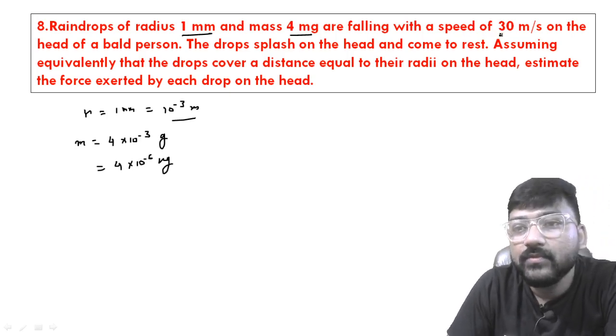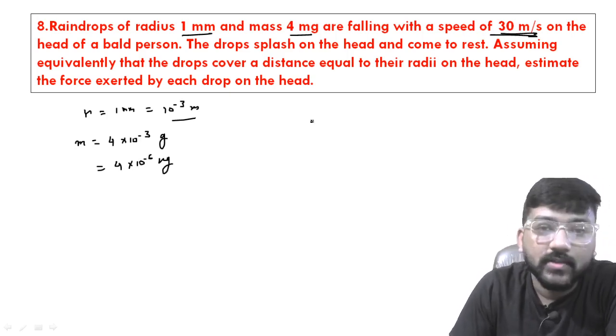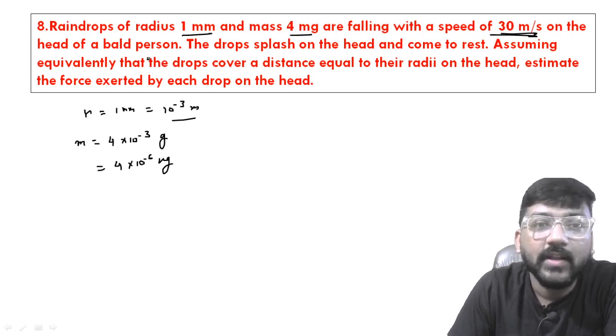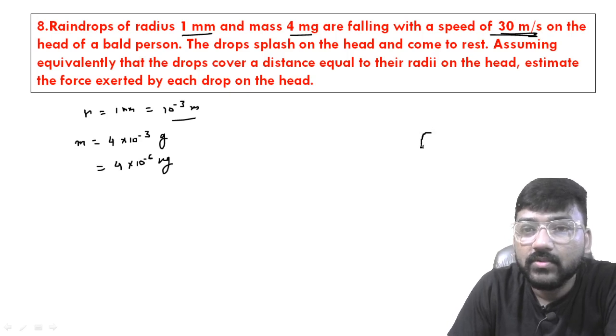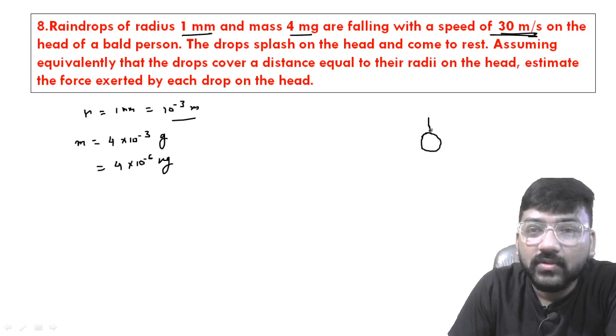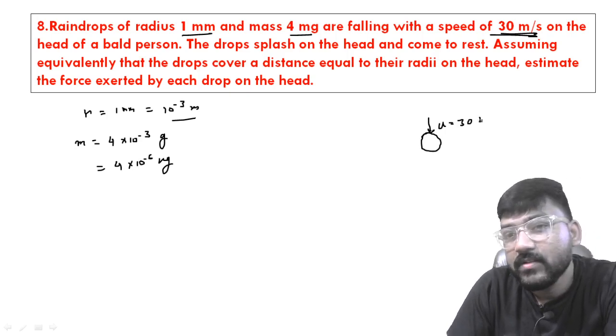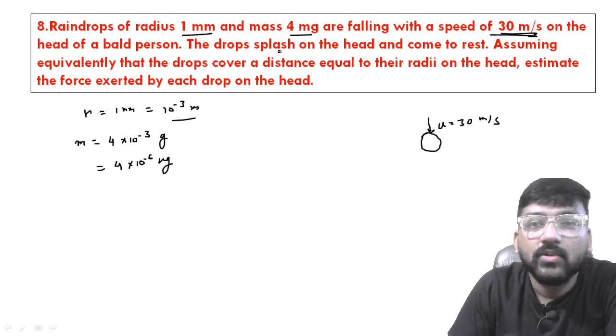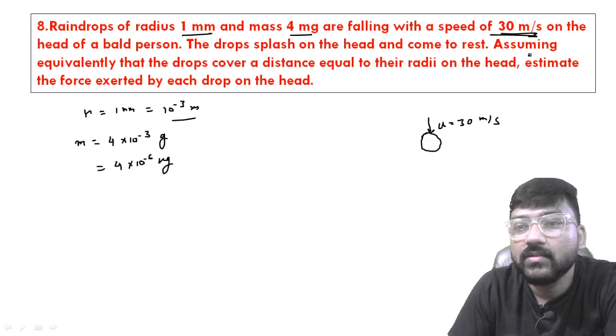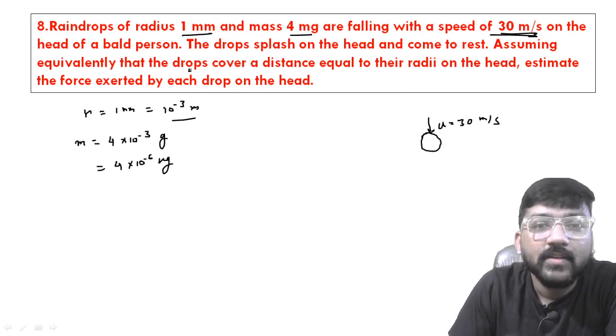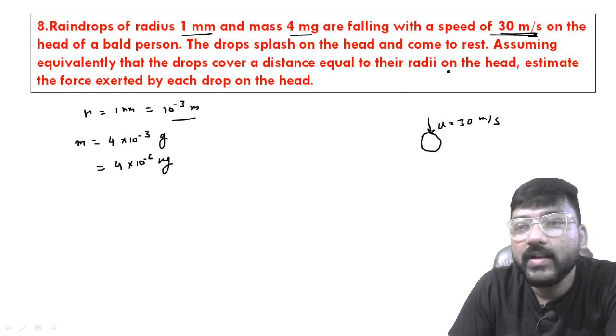with a speed of 330 meter per second. So that is the initial speed with which it will hit the head of a person. So this is the head. So it will hit with a speed u equal to 330 meter per second. The drop splashes on the head and comes to rest, assuming eventually that the drop covers a distance equal to the radius on the head.